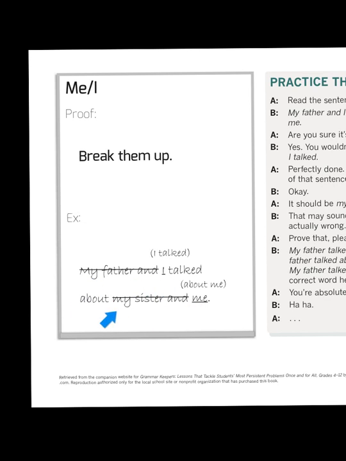Okay, so my father and I talked about my sister and me. So let's take out the other person, my sister and. We eliminate this person, and we say, my father and I talked about me. That makes sense, doesn't it? We wouldn't say my father and I talked about I, would we? That wouldn't make any sense at all.